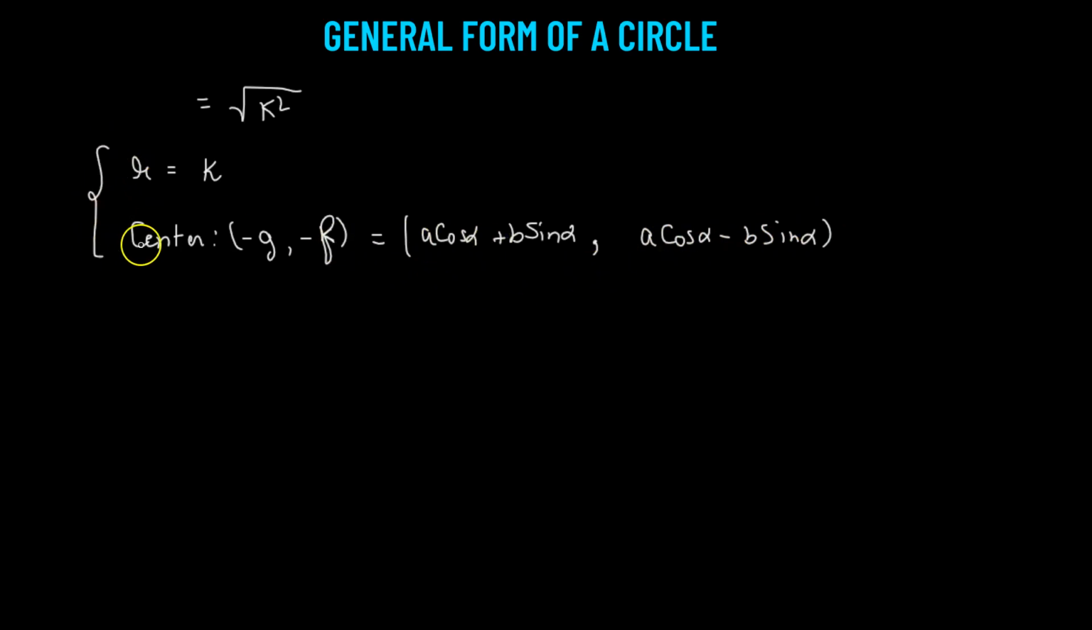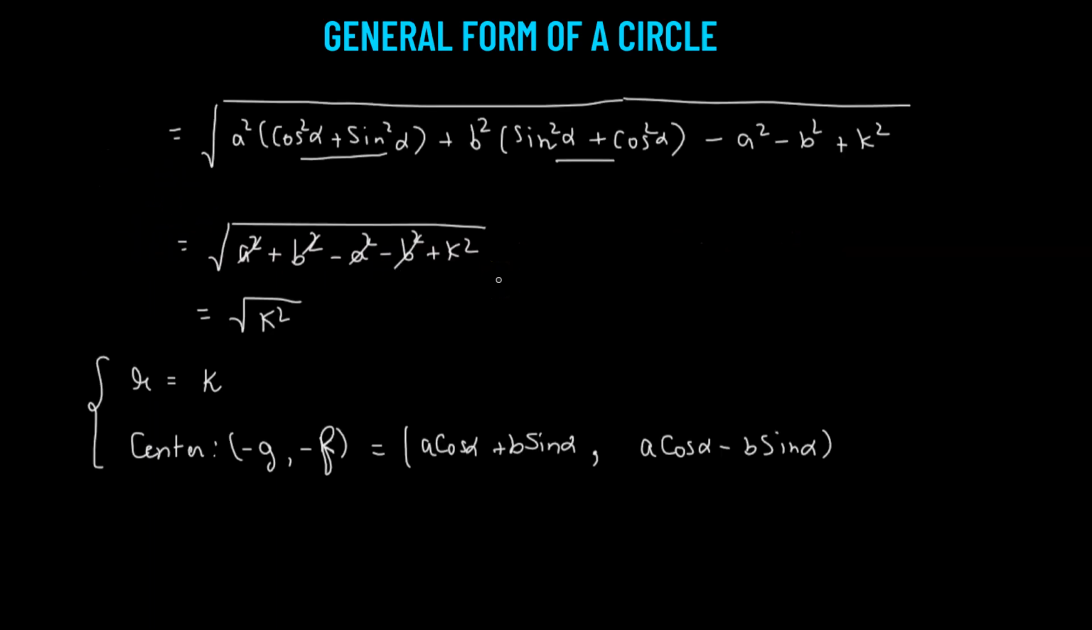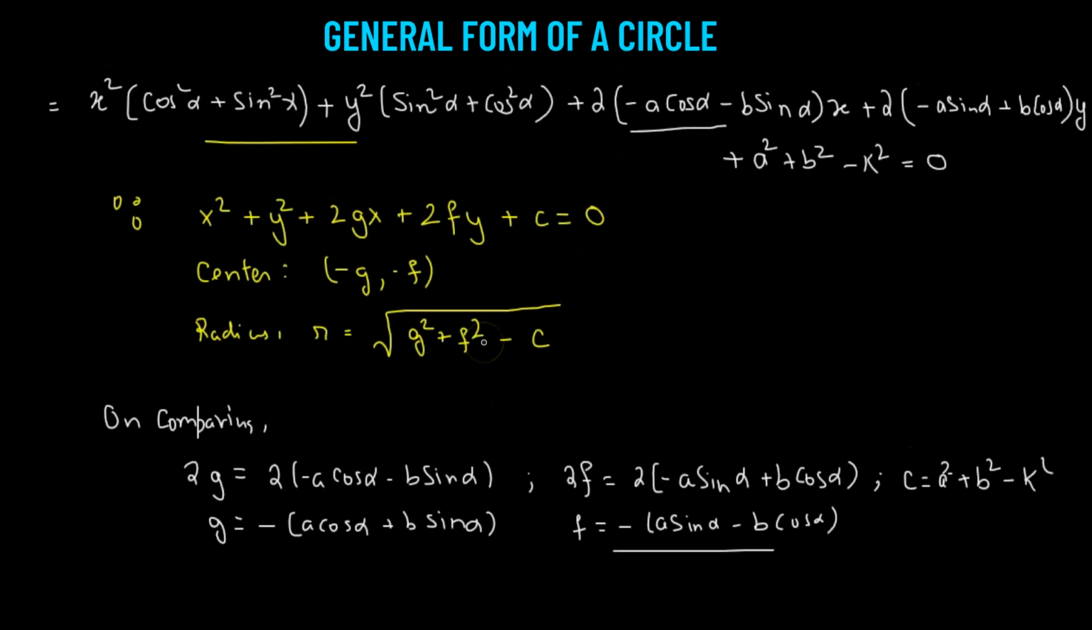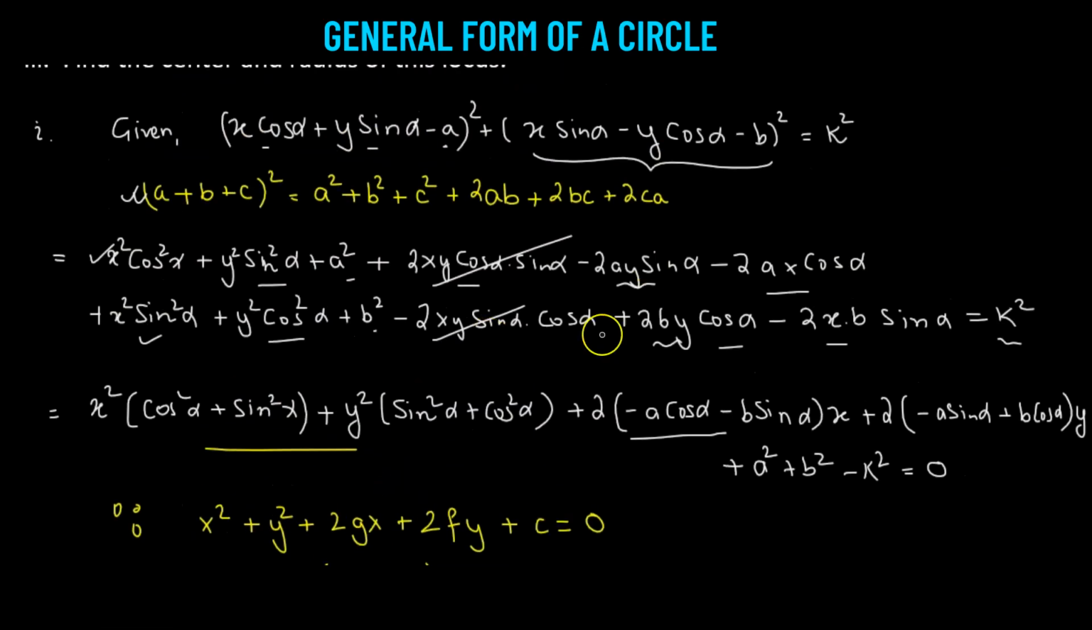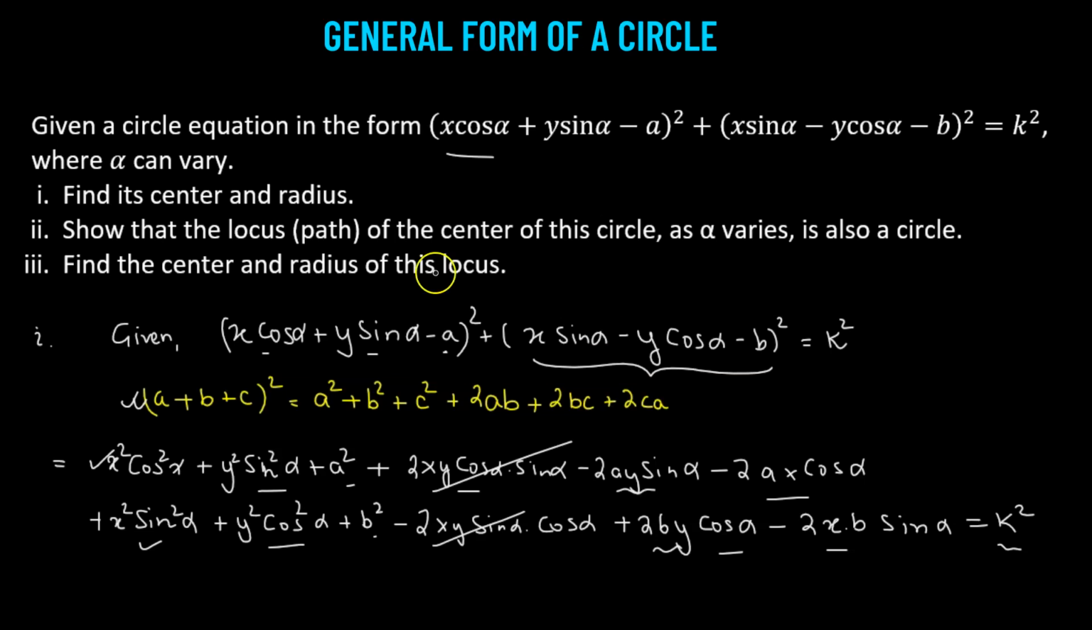So we have obtained the information regarding the first part, where we are asked to find out the radius and the center of the circle, whose equation is given by this particular form. Now we have to move on to the second part. In the second part, we need to show that the locus or the path of the center of the circle, as alpha varies, is also a circle.